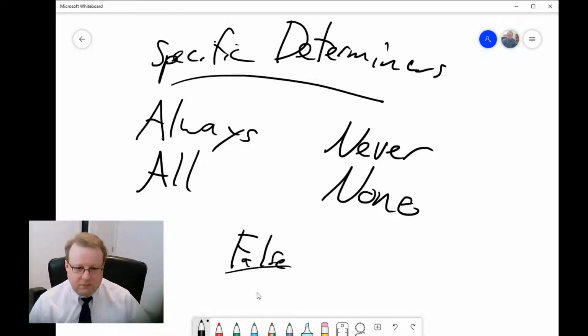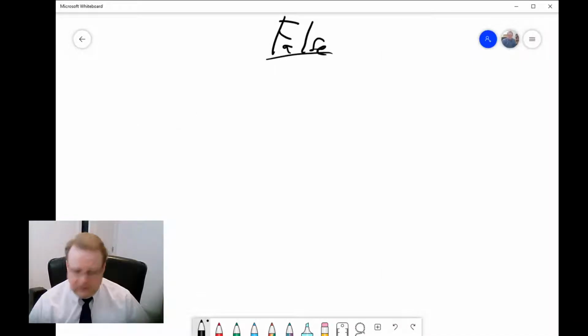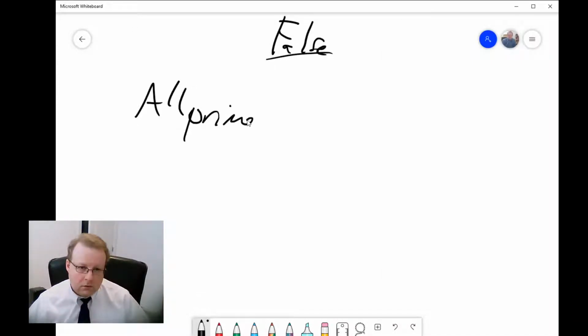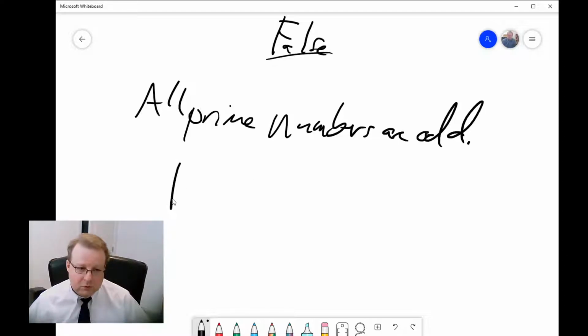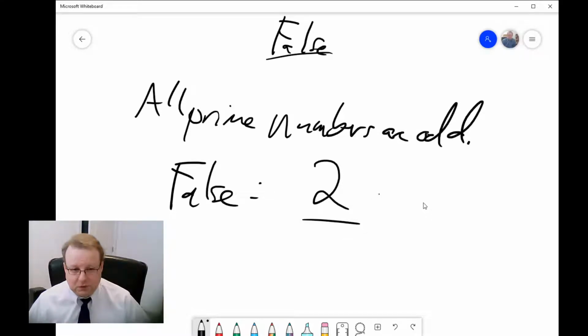So, for example, if I said all prime numbers are odd, well, this would be false, because 2 is both even and prime. It's the only exception, but it's true.